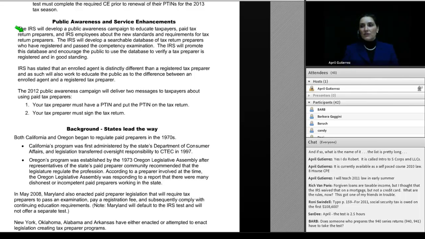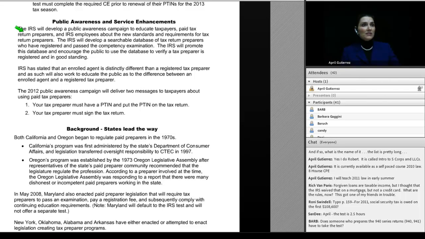Well, the IRS is going to be launching its own campaign, and it starts this very tax season. It's a very, very simple campaign. It contains only 2 messages. One is, if you paid your tax preparer to prepare your return, the preparer must sign it. And the preparer must have a PTIN that they entered on the return. That's the 2 messages. That's huge.